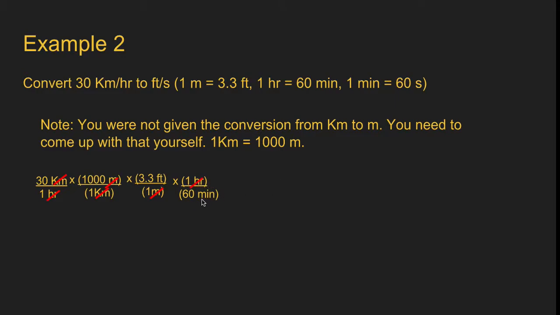I just have to use this one last conversion to get from minutes to seconds. I'm going to put minutes on the top to make it cancel with the 60 minutes on the bottom. Now my minutes cancel. Again, to multiply fractions, you multiply across the top and then multiply across the bottom. I have feet on top. I got 99,000 feet on the top and 3,600 seconds on the bottom. Just divide that out and I get the answer. It is 27.5 feet per second.